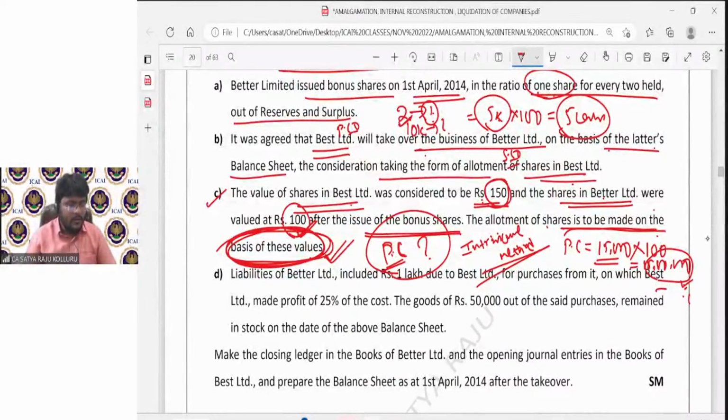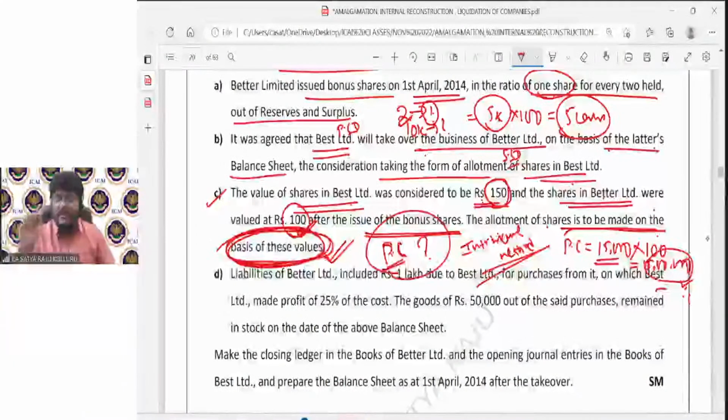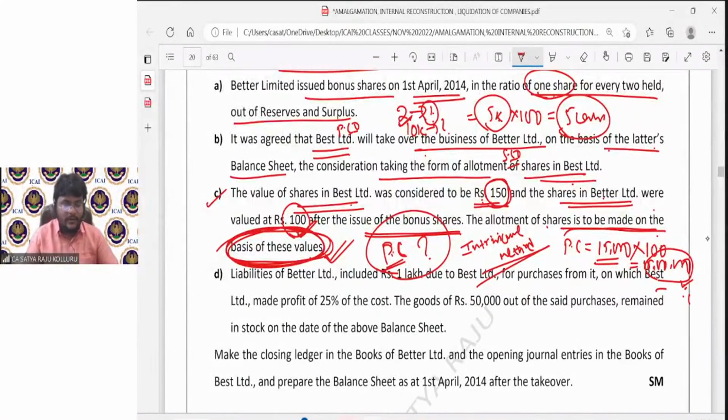Some of our students are saying that PC is 10 lakhs. No, PC is not 10 lakhs. PC is 15 lakhs. If the PC is recorded at par value, then it might be 10 lakhs. Do you understand? So PC here is only 15 lakhs. Fine. Now let me read the further information.